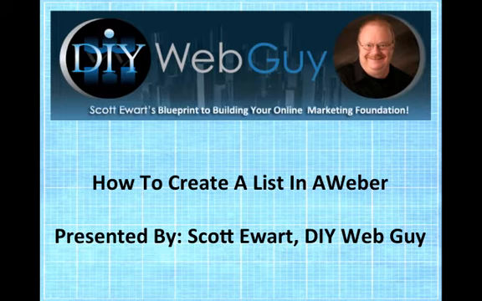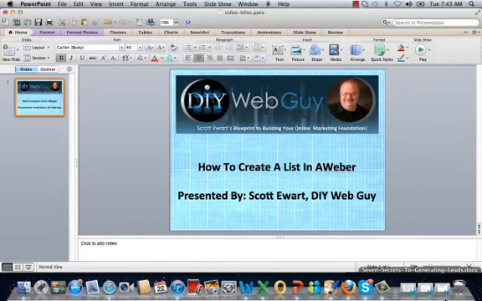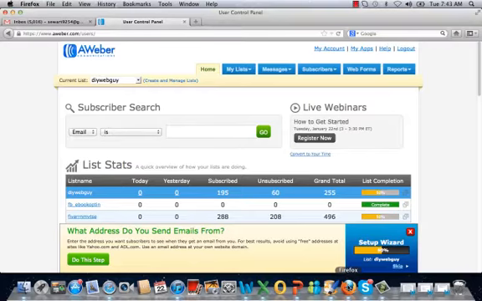Today I'm going to show you how to create a list inside AWeber. AWeber is an autoresponder, and all that means is that you can set it up so that you can automatically email people who join your list.